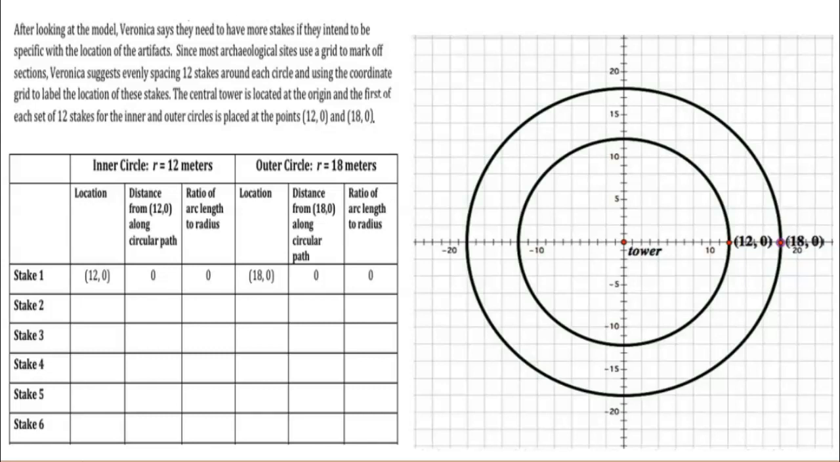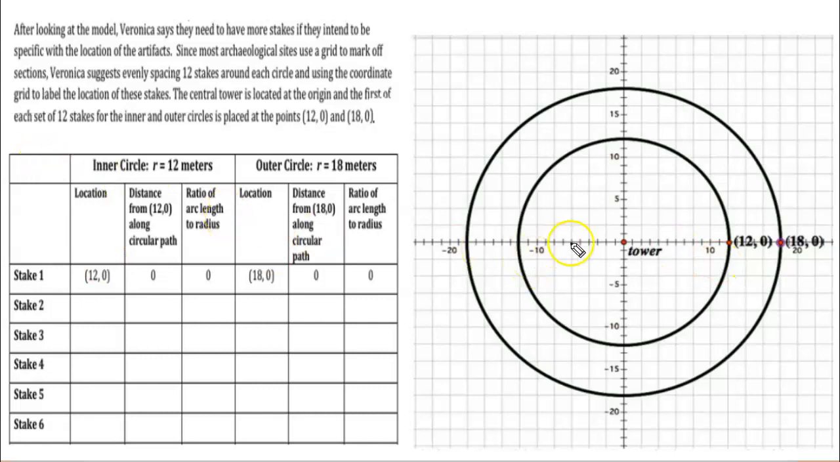The central tower is located at the origin, and the first of each set of 12 stakes for the inner and outer circles is placed at the point 12, 0 and 18, 0. That made the most sense because we know the radius is 12 and we know the radius is 18, so that makes it a nice even point to figure out.